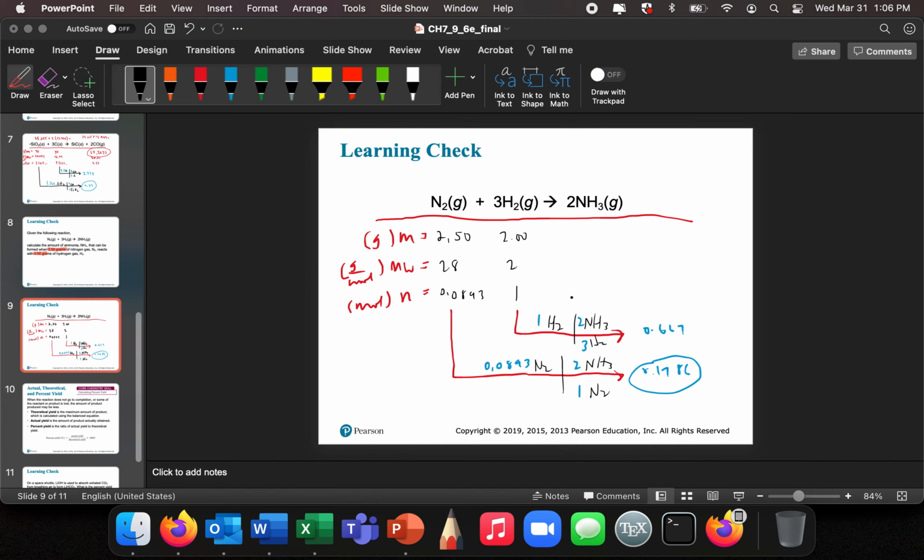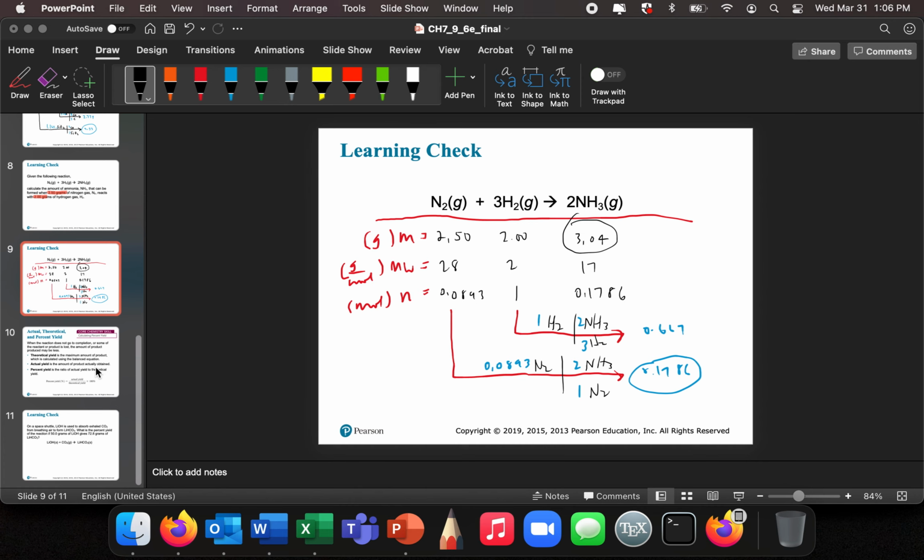So I'll put that right here because this is my table. 0.1786. And the molecular weight of ammonia is 17, and so I can get the mass of ammonia from that by multiplying by 17. 3.04 grams of ammonia. And there is my answer. That's how much ammonia I can make.